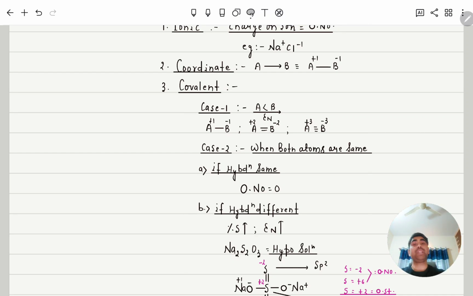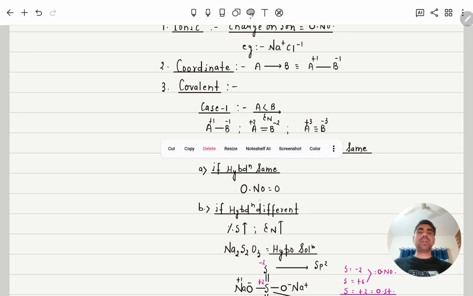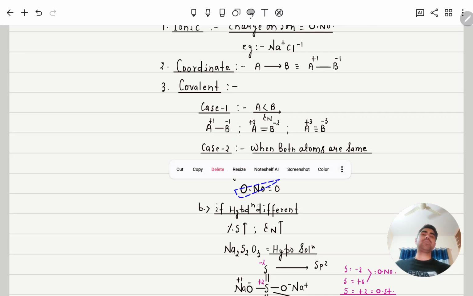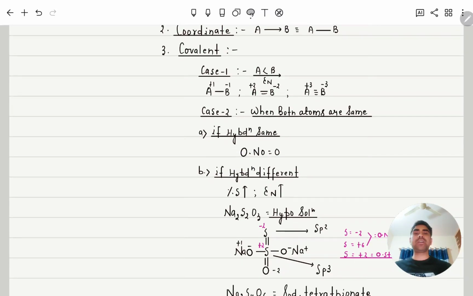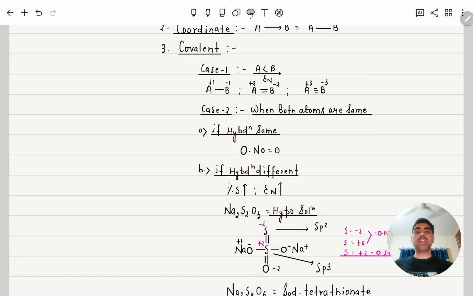In case 2, when both atoms are the same, let's suppose A and A only, then we will not decide by electronegativity, we will decide by hybridization. If the hybridization of both the same atoms is the same, then the oxidation number will be 0. But if the hybridization is different, then even though those atoms are the same, the one having a higher percentage of S character will have more electronegativity.